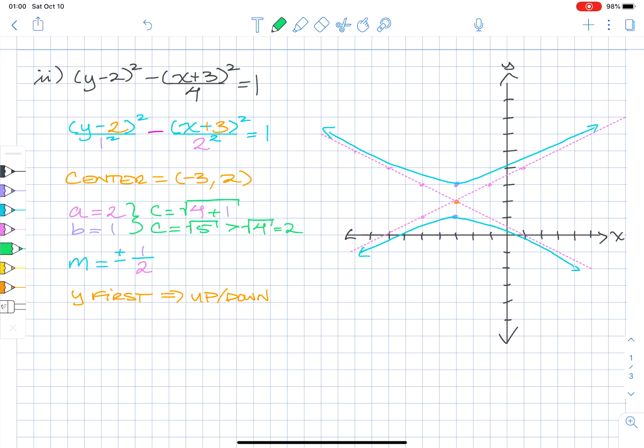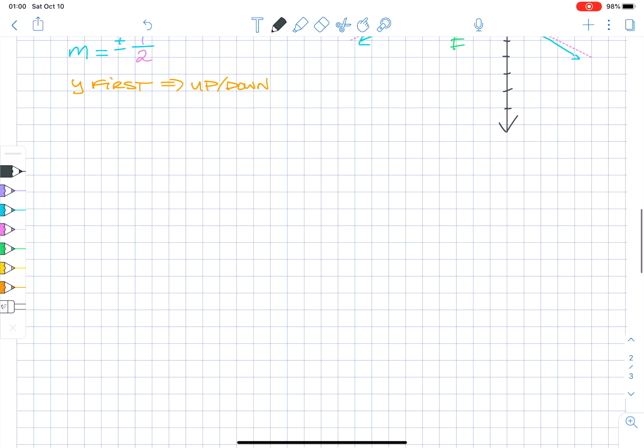Now I need to place the foci. The foci are at a little bit more than 2, 1, 2 and a little bit away from the center. So focus 1, focus 2. And there we are. We open towards the foci. Okay, let's do one more. So number 3.